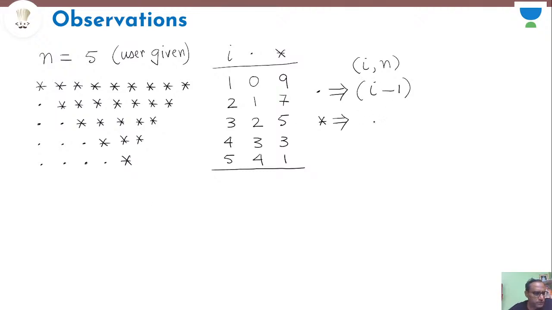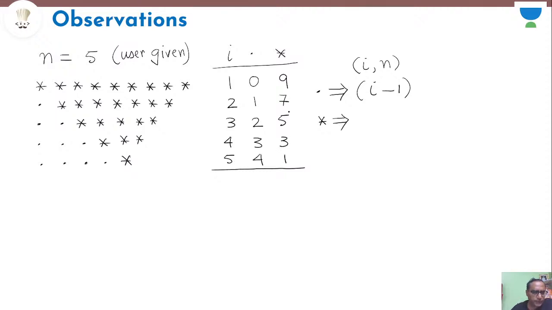Tell me the logic for star. 1 minus 1, 0. 2 minus 1, 1. 3 minus 1, 2. 4 minus 1, 3. 5 minus 1, 4. What will be the logic for star? 1, then 9, 2, then 7, 3, then 5, 4, then 3, 5, then 1.